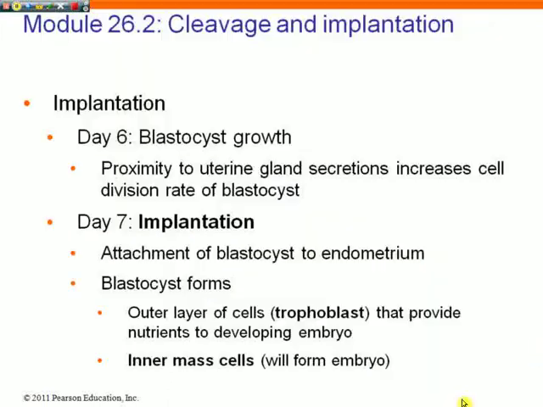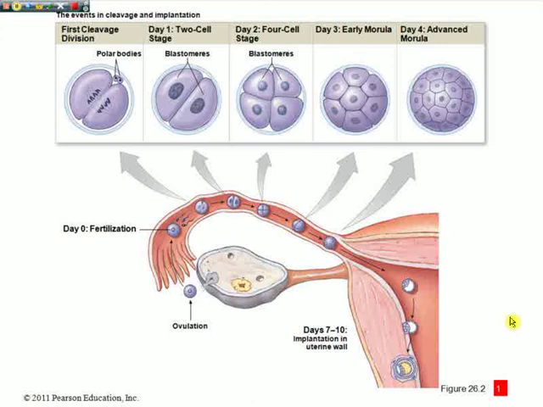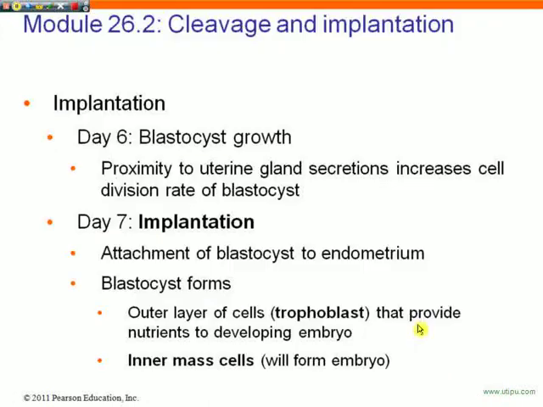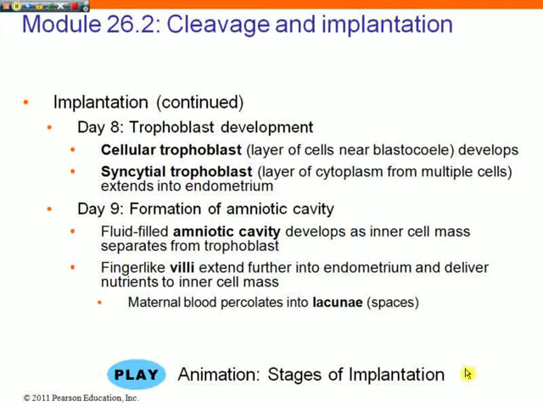Once the blastocyst enters the body of the uterus in the uterine cavity, it will then attach to the wall of the uterus in what's called implantation. This occurs in about 7 to 10 days. So the blastocyst attaches to the endometrium. The outer layer of the cells provide nutrients to the developing embryo. That's called the trophoblast, and the inner mass of cells actually form the embryo.